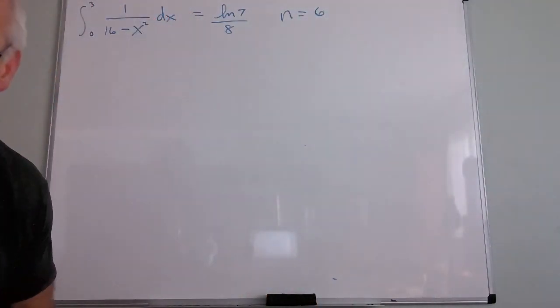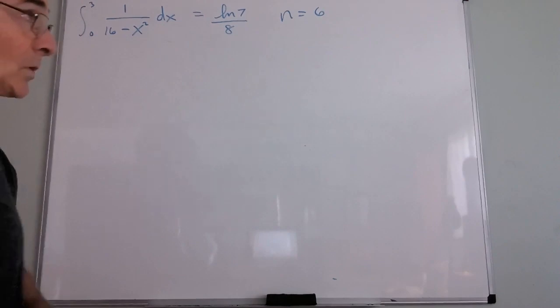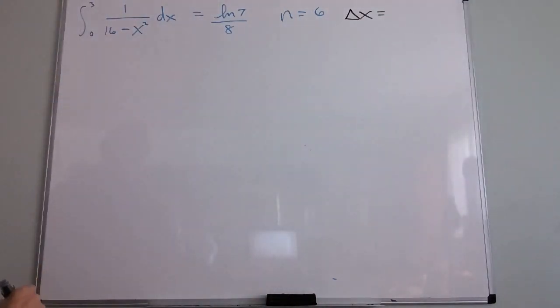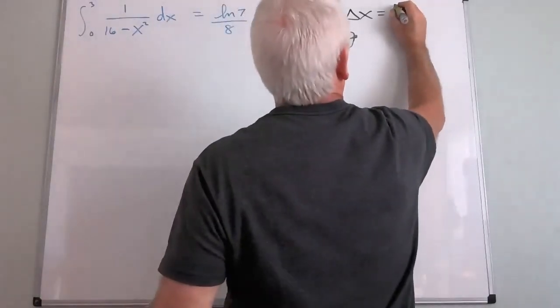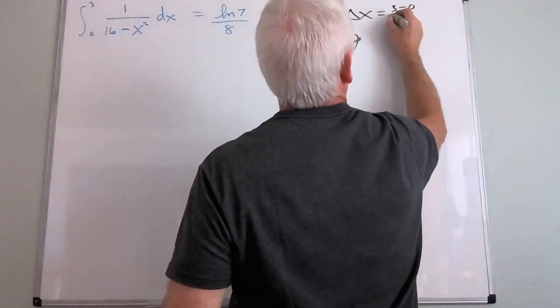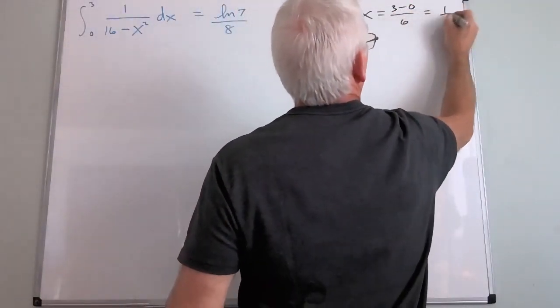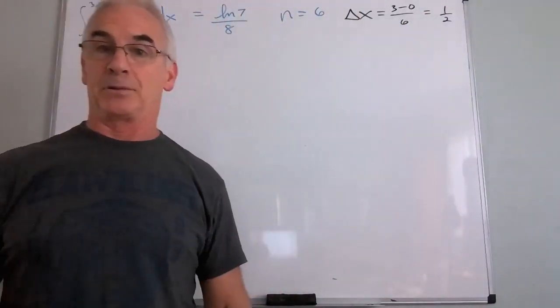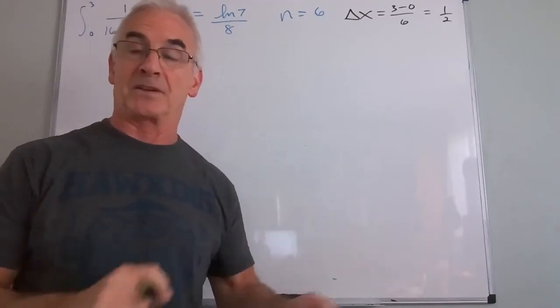That means I have to do 6 partitions. With that said, what is the value of delta x in this problem? 1 over 2. Yeah, so how do I find that? B minus a over n, which was 6. Perfect. And by the way, I can't afford to mess that up. I've got to get that right because that will mess up everything else.